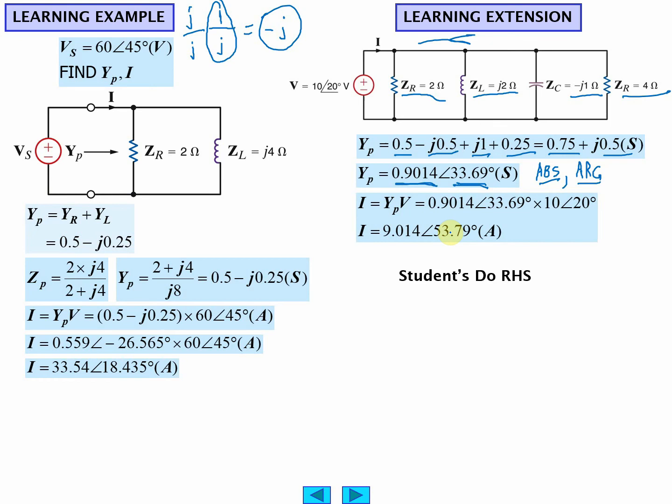And then we can get the current, which equals the admittance times the voltage. So there's the admittance times the voltage. 10 times 0.9014 is 9.014. And then add these two angles together: 20 plus 33.69 is 53.69. Did you get this answer? I hope you did.